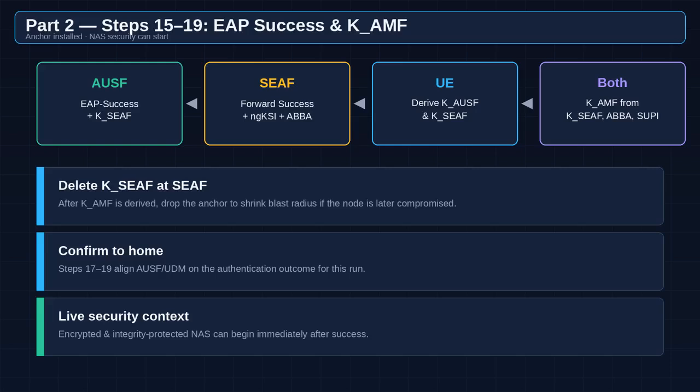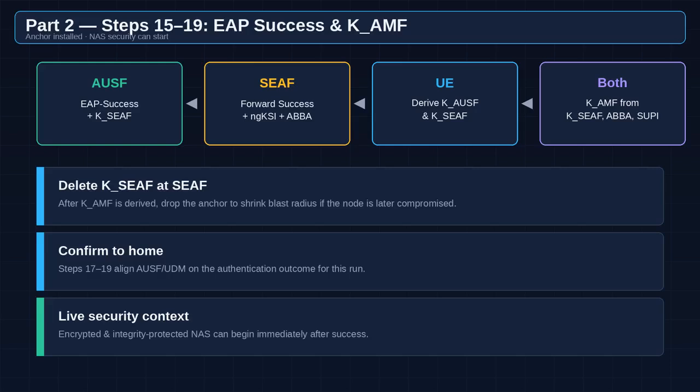On the UE, the mobile equipment derives EMSK from CK prime and IK prime, takes the most significant bits as KAUSF, then computes the same KSEAF the network just installed. From KSEAF, ABBA and the SUPI, both the UE and the SEAF derive KAMF, the key the access and mobility function will actually use to protect NAS signaling. After that, the SEAF should delete KSEAF. The anchor has done its job. Continuing to hold it would widen the blast radius if the serving node were later compromised.